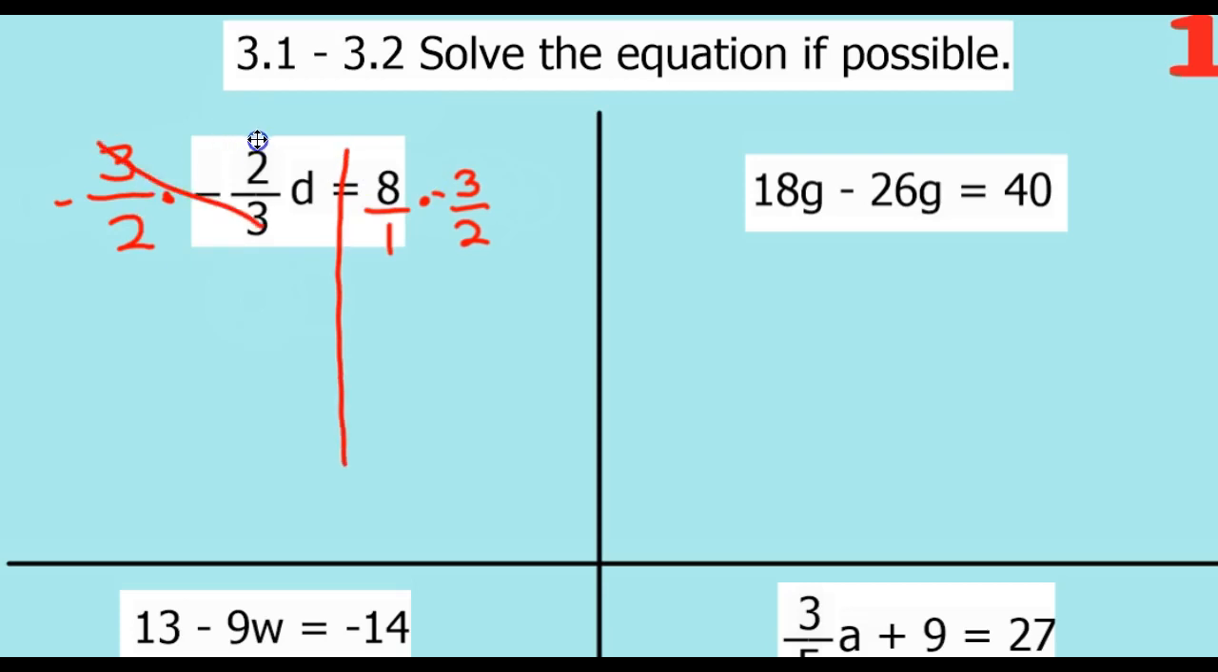So these are going to cancel out. I get d equals 8 times negative 3, which is negative 24. 1 times 2 is 2. So I get d equals negative 24 divided by 2, which gives me negative 12.